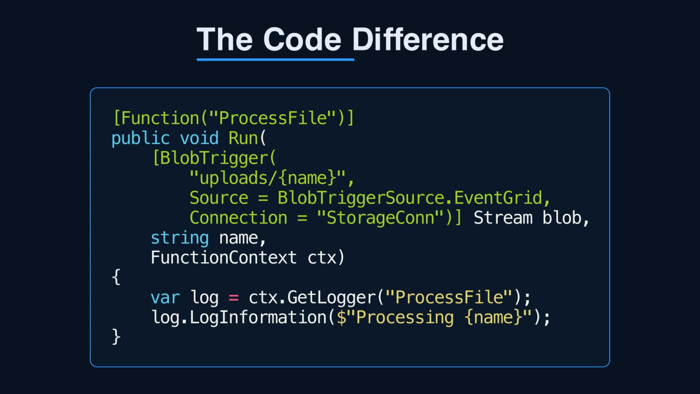Everything else is configuration outside your code, creating the system topic and subscription, which you do in Bicep or the CLI. So migrating an existing polling function is genuinely cheap. The work is in the infrastructure, not the handler.